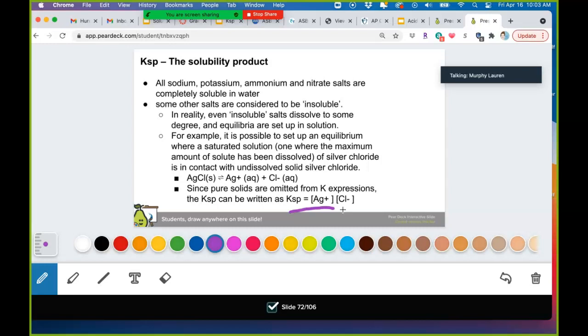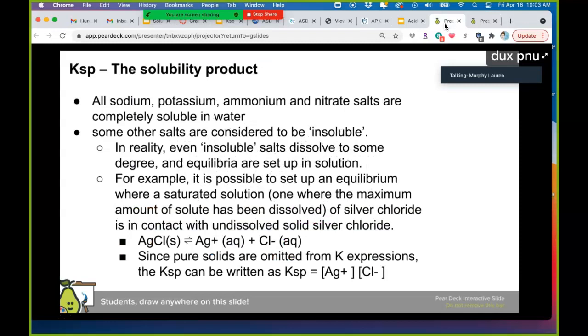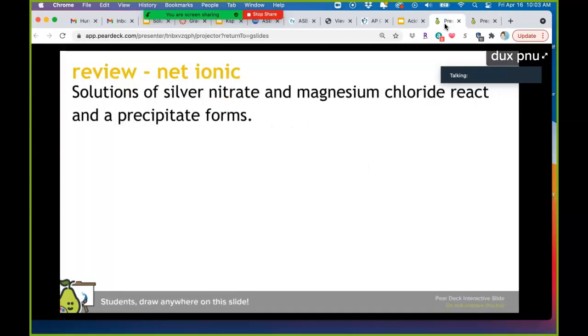So speaking of that, we're going to go back and do a little bit of review. We're going to dust lots of cobwebs off right now. Net ionic equations. I want to talk about these salts that have limited solubility. This is old stuff, very old stuff. So we're going to work through it together.